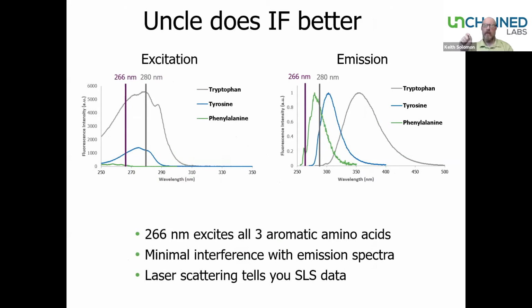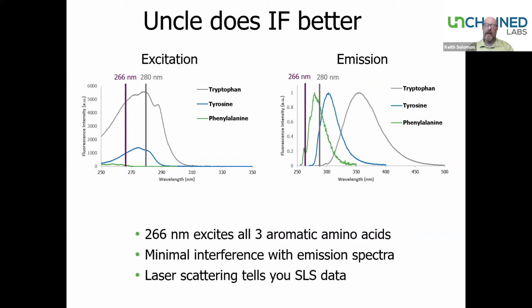UNCLE does intrinsic fluorescence better. And why does it do it better? Well, typically, if you do an excitation scan of your aromatic amino acids, you'll find that you get the most excitation at 280 nanometers. And many instruments are geared to excite at 280 nanometers. But if you notice, the phenylalanine, which is at the very bottom of the left-hand panel, will not be touched by a 280 nanometer laser. So if your protein doesn't have tryptophans or tyrosines, and it has abundant phenylalanines, a 280 nanometer laser is not going to excite that amino acid, and you're not going to get any emission spectrum.